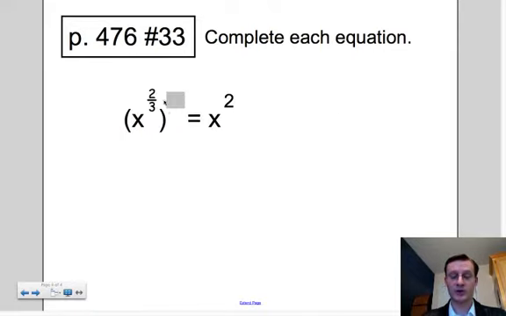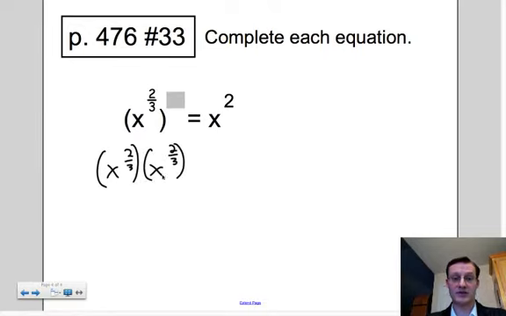Let's try a little bit more difficult one. X to the 2/3 power times, give me to the what power? And we want this to end up being 2. So I'm going to start off with one copy. X to the 2/3. Well, obviously that is not 2. Let's try 2 copies. X to the 2/3 times x to the 2/3. Well, let's rack them up. 2/3 plus 2/3 is 4/3. 4/3 is not 2. Let's try 3 copies.